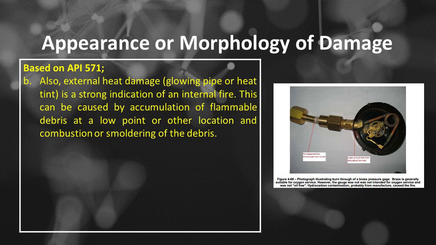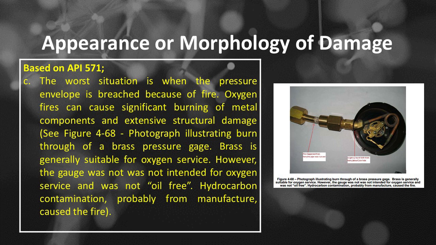Number B, also, external heat damage, glowing pipe or heat tint, is a strong indication of an internal fire. This can be caused by accumulation of flammable debris at a low point or other location in combustion or smoldering of the debris. Number C, the worst situation is when the pressure envelope is breached because of fire. Oxygen fires can cause significant burning of metal components and extensive structural damage.